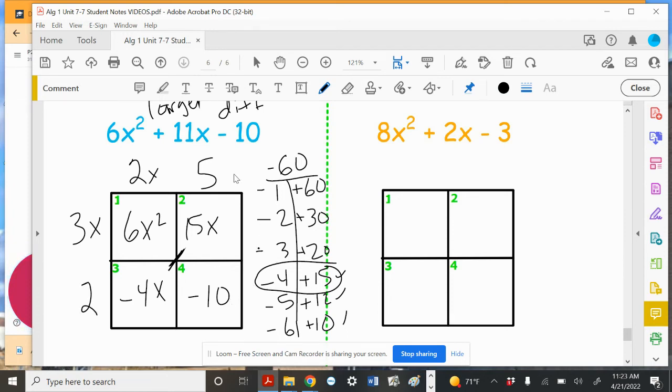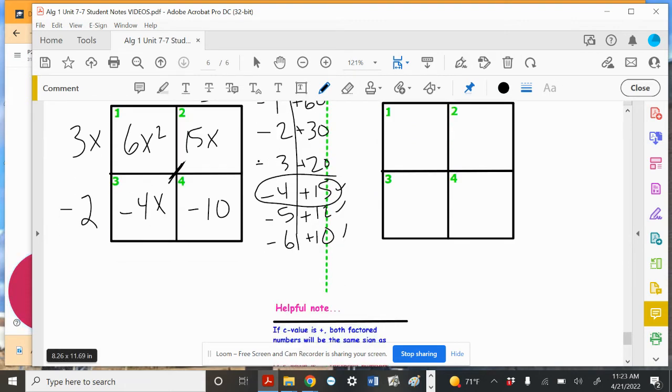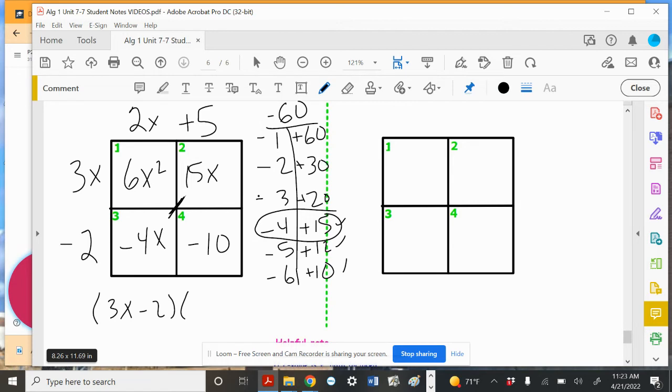Then we look at the closest box to the 5. Notice that one there is positive, so we have positive. And then we see the closest box to the 2, that is negative, so that would be negative. Has nothing to do with the two negatives. So we have 3x minus 2 times, and then 2x plus 5. And it doesn't matter which one goes first and which one goes second.